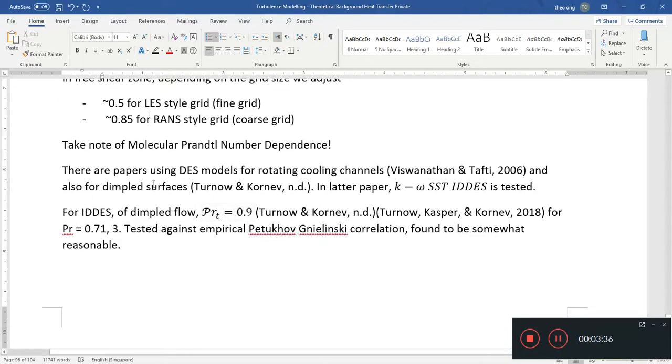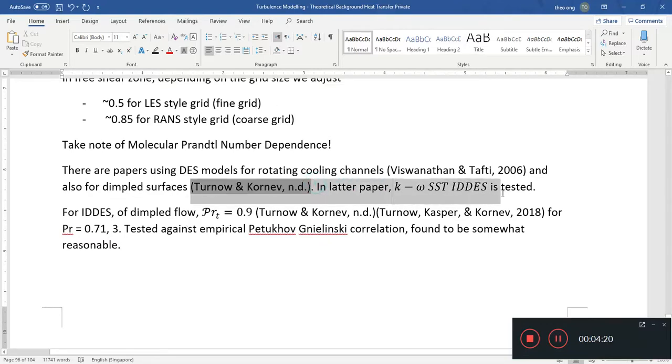Okay, so there are a few papers using DES models for channels. For example, you have complex geometries like rotating cooling channels. You can imagine a concentric cylinder or something like that, where the channels are rotating relative to one another. There are also dimpled surfaces, heat transfer for dimpled surfaces. Dimpled surfaces actually reduce the friction coefficient a lot while generating turbulence, similar to how your golf ball is designed. They have this dimpled surface to reduce the drag coefficient on them. That's why they can fly further.